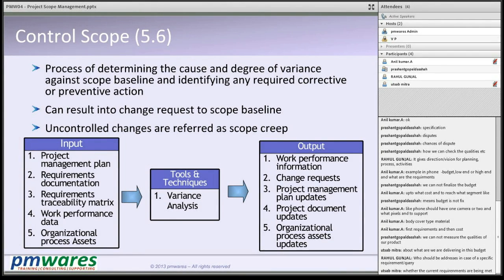So we have work performance data, that is during the execution you have worked on deliverables, which deliverable is yet to start, which deliverable is half done or in progress, which deliverables are completed. That is what project performance data is. We do a variance analysis, that is plan versus actual, how it was planned, how it is happening, and produce project performance information. And we find some variance, we issue a change request.